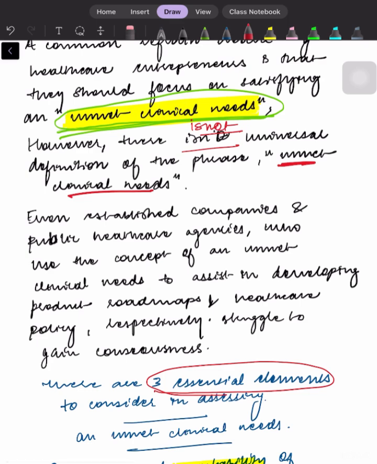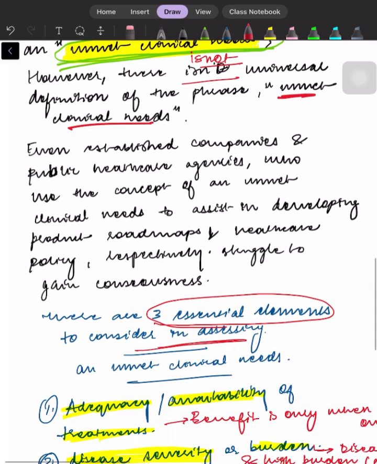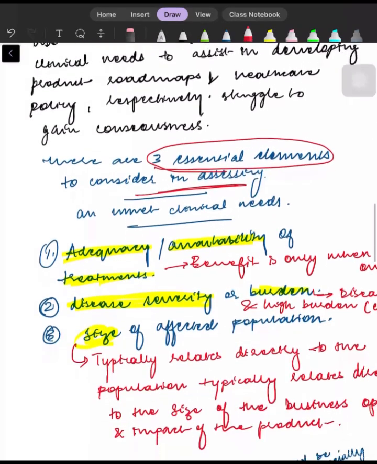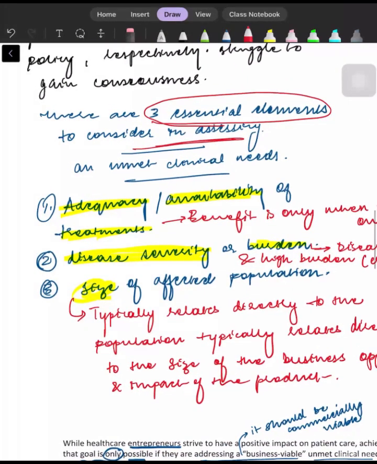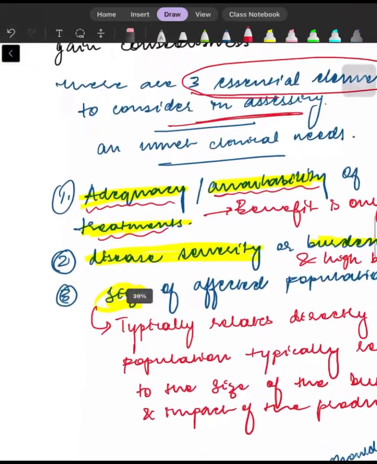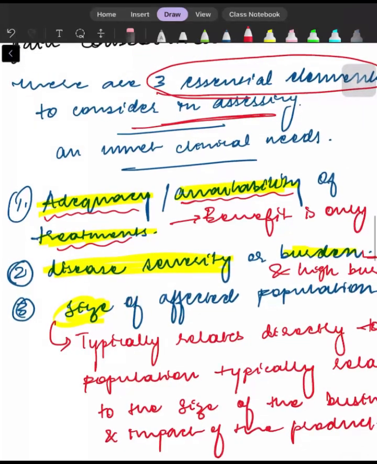They said there are three elements to consider in assessing whether a disease or a condition would be classified as unmet clinical needs. So they said the first one being adequacy and availability of treatment. If I look at the literal translation, not even going deep into it, what does this mean? Adequacy or availability of treatment. So is there an adequate available treatment for a particular disease that I am going for?